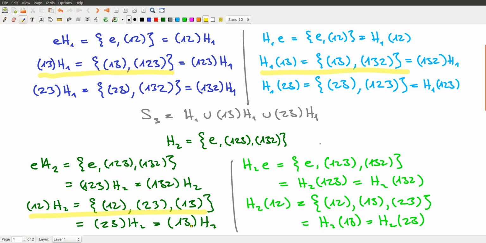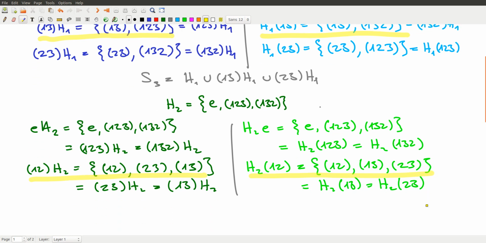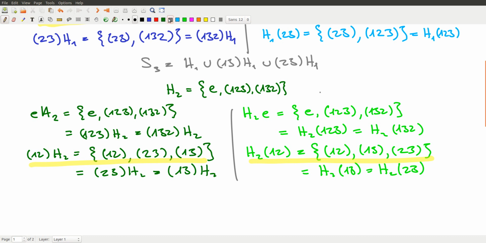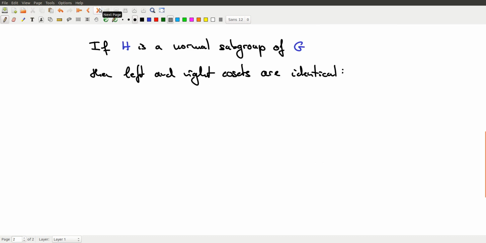So for example here, you see the coset is just the transpositions. And as before, all group elements are just the union of the different cosets. So it's H2 union with (1 2) H2. Now in our example for the non-normal subgroup, left and right cosets were not identical, but for the normal subgroup, they are identical. And that's actually no coincidence. That's true in general. So if H is a normal subgroup of G, then left and right cosets are identical.